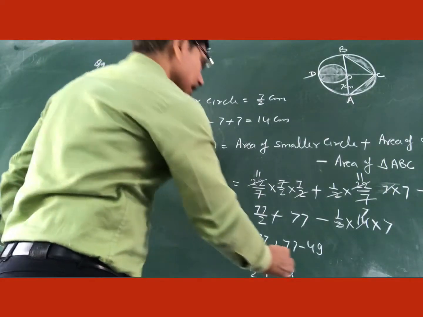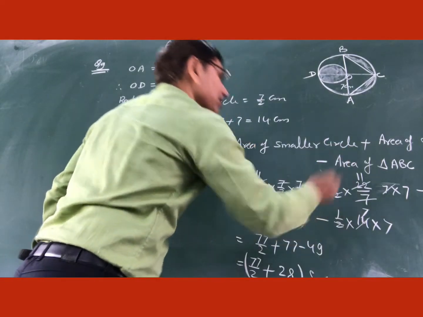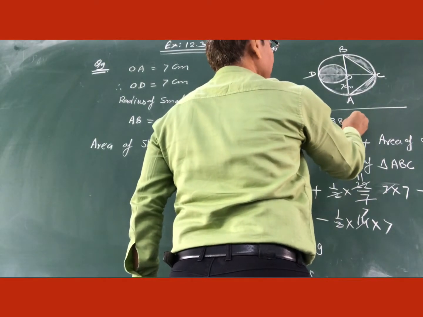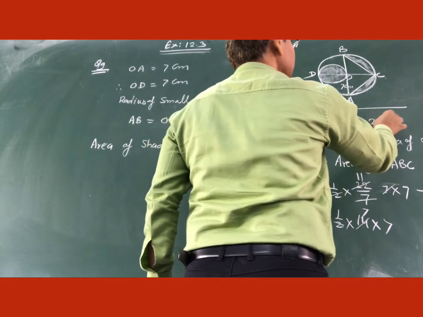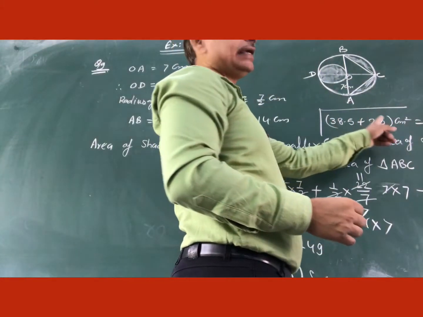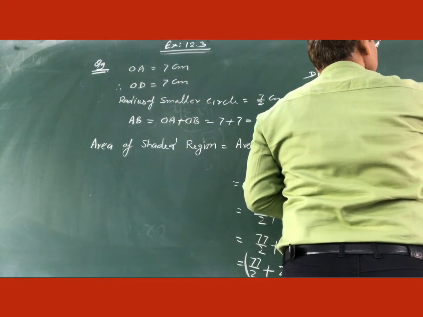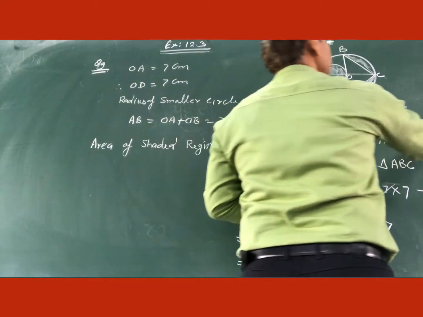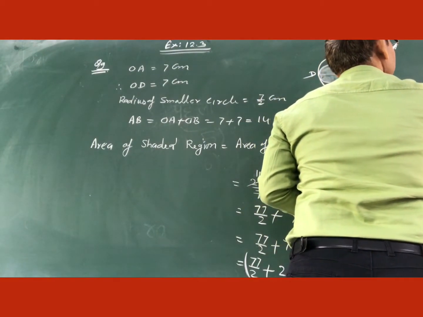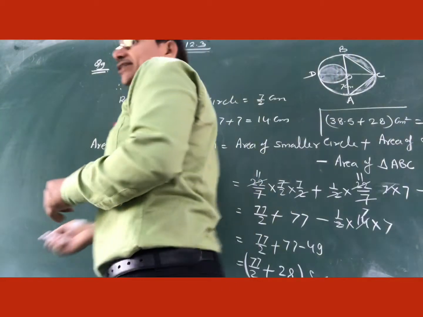And this is area, so you can write square centimeter. So now you can write finally 38.5 plus 28 centimeter squared. This gives you 8 and 8 is 16, 3 and 2 is 5 and 1 is 6, and 0.5 also, so you can write the square centimeter. So this is the area of the shaded region.